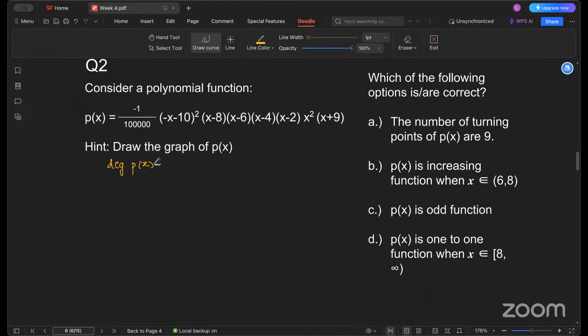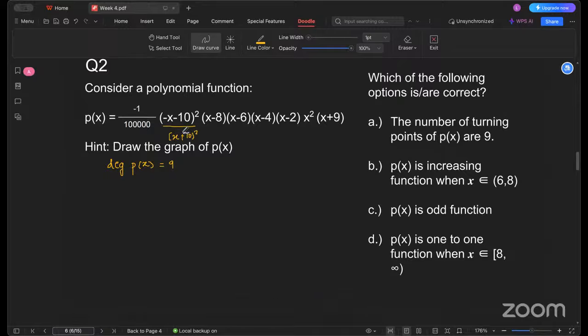Ma'am, 9. Degree is 9. Okay, so if degree is 9, now we are looking at the coefficient of the highest degree. See, first of all, note that this can be rewritten as x plus 10 whole square. Yes or no?